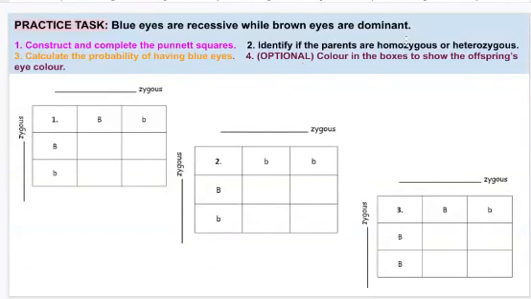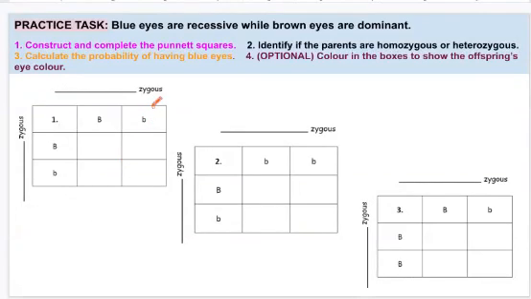I'd like you to identify if the parents are homozygous or heterozygous, and you can write that up here. So what is this here? Is this homozygous or heterozygous? And along here as well. And then for number 3, calculate the probability of having blue eyes. And then, optional, if you would like to colour in the boxes to show the offspring's eye colour, you are welcome. So let's do one together.